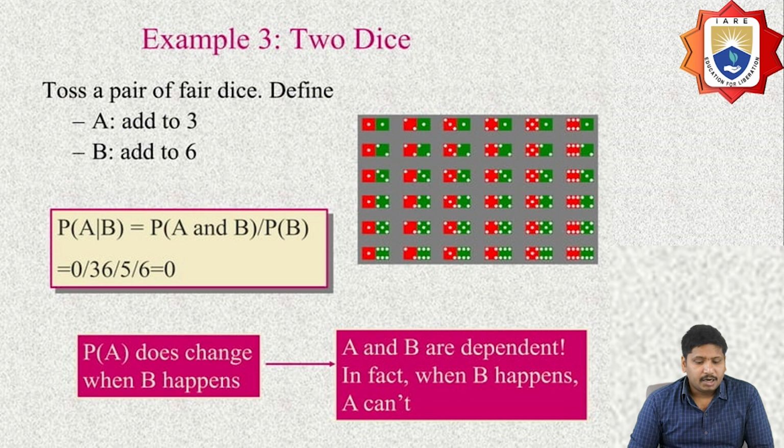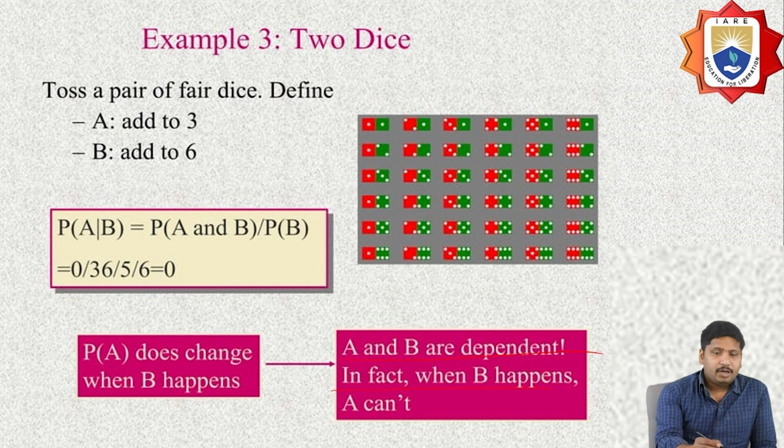Similarly, adding to 3 and adding to 6 are two events. The probability of A given B can be written as probability of A and B divided by probability of B. The previous one was probability of B given A, here it is probability of A given B. If the probability of A does not change when B happens, A and B are independent; otherwise they are dependent. Like this, we are going to have many examples.